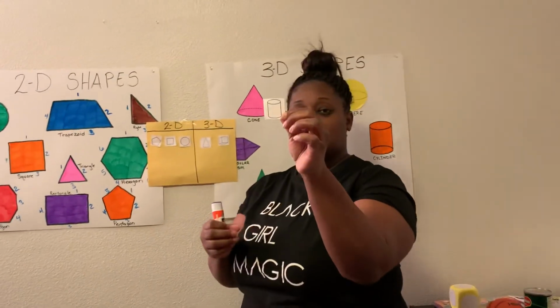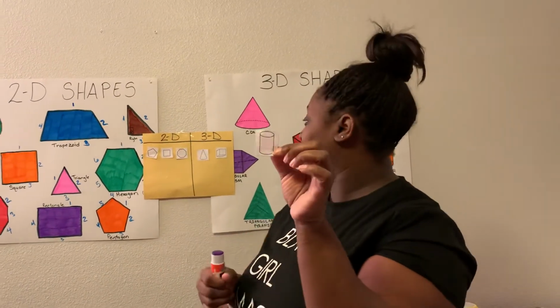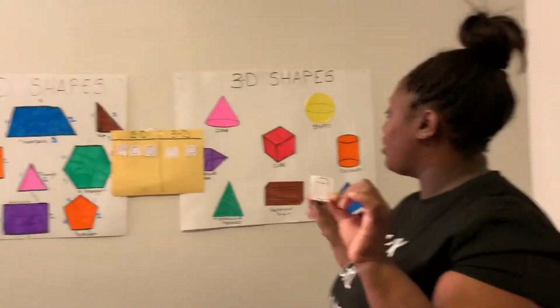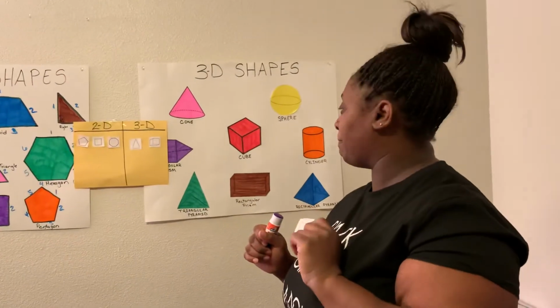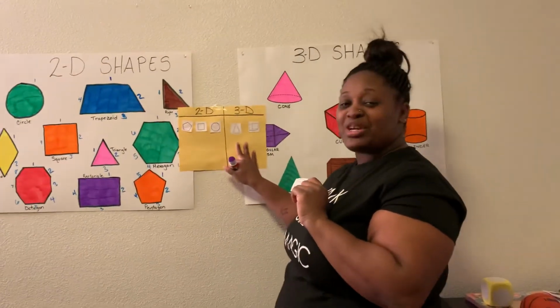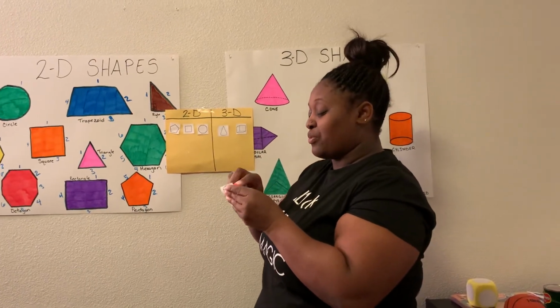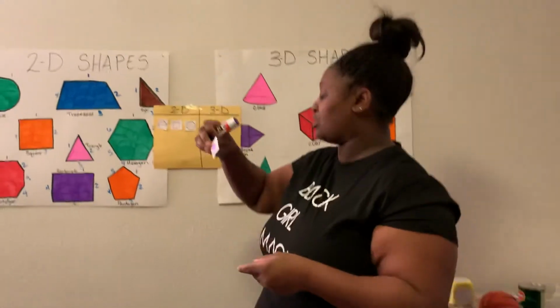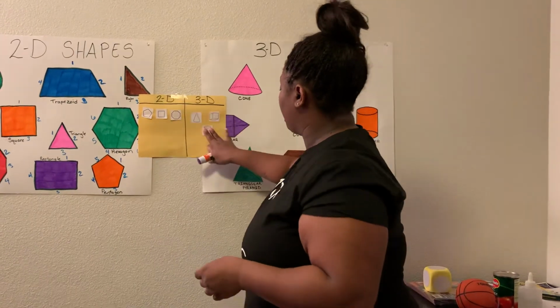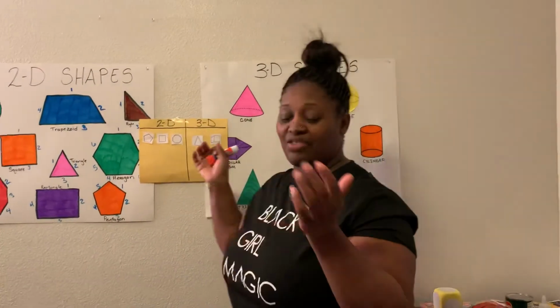What shape is this? It's a cylinder. Great. Look at the posters. Where do you see this shape? On the 3D shapes. So we're going to put it on that side. You're going to put your glue stick on the bottom. Push it on your paper. And there you have it.